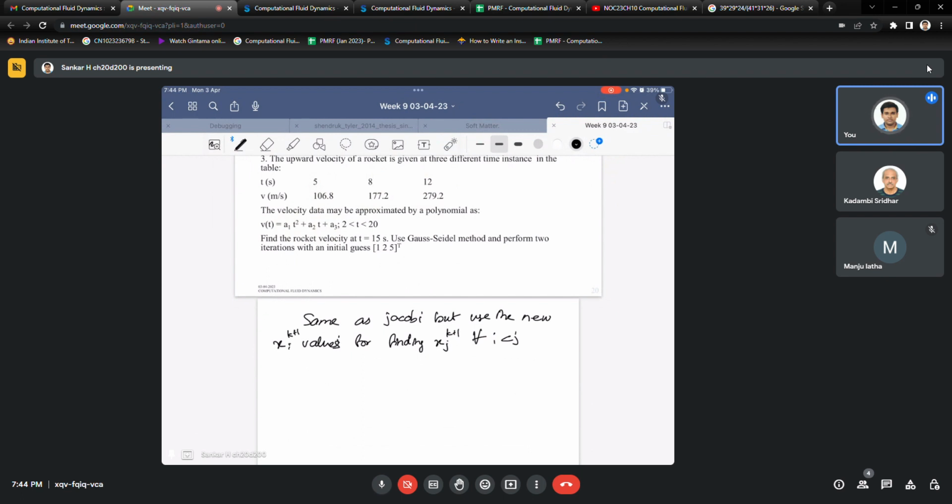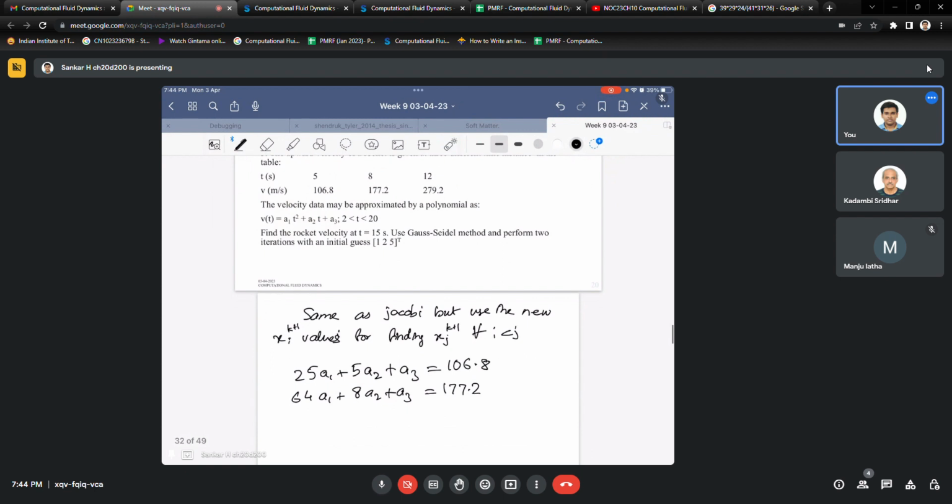Let me start by substituting the values of t equal to 5 seconds: 25 A1 plus 5 A2 plus A3 should be equal to 106.8. The second value of time: 64 A1 plus 8 A2 plus A3 to be 177.2, and the third point is 144 A1 plus 12 A2 plus A3 should be equal to 279.2.